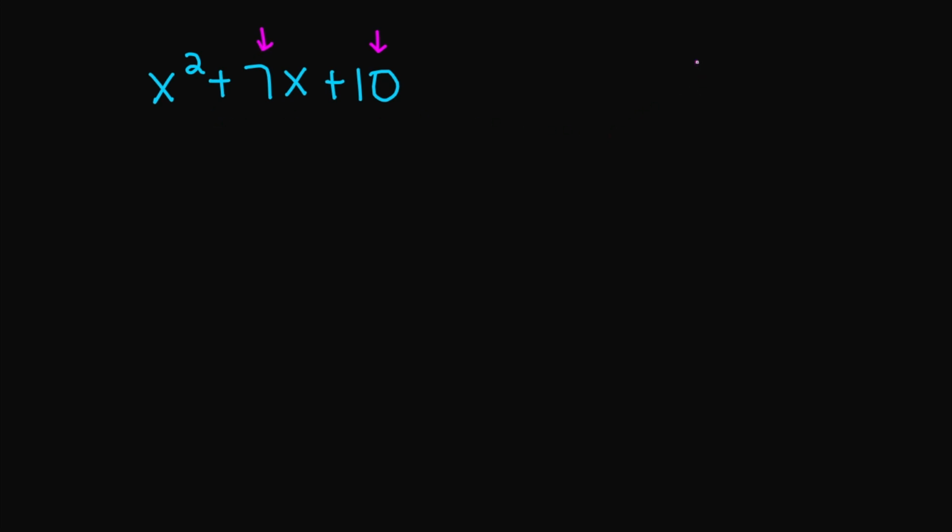So first we have 1 and 10. Yes, if I multiply 1 and 10, that's going to give me 10. But if I add 1 and 10, that's going to give me 11. So we know we cannot use the numbers 1 and 10. Next, let's try -1 and -10.